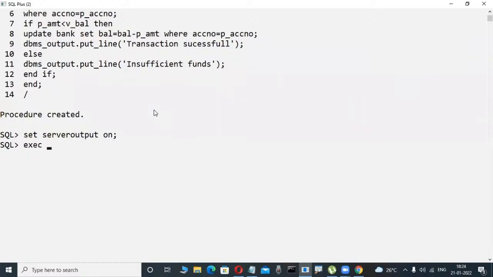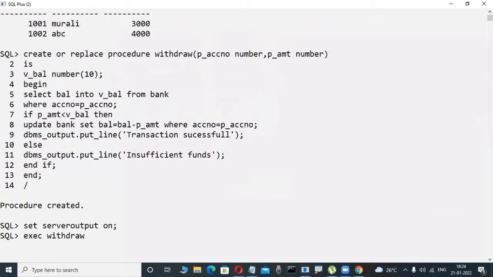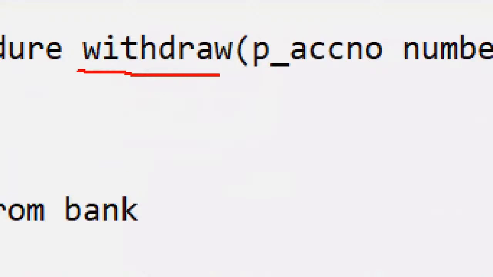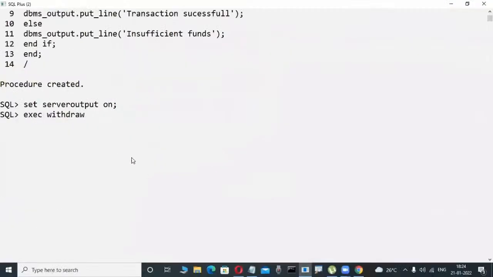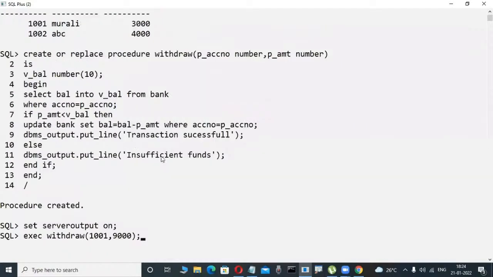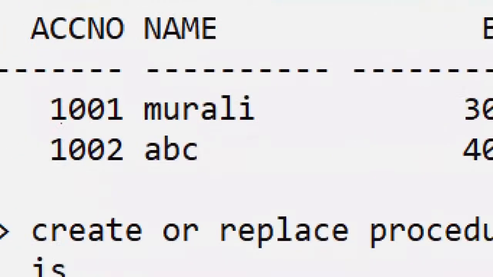Here I'm executing the procedure by name, exec withdraw. I'm calling this procedure withdraw. You may not have an idea about all these things. Just observe it here. Withdraw is the name of my program that I'm giving. Here I pass my account number 1001, comma, and I try to withdraw 9,000 rupees, for example.